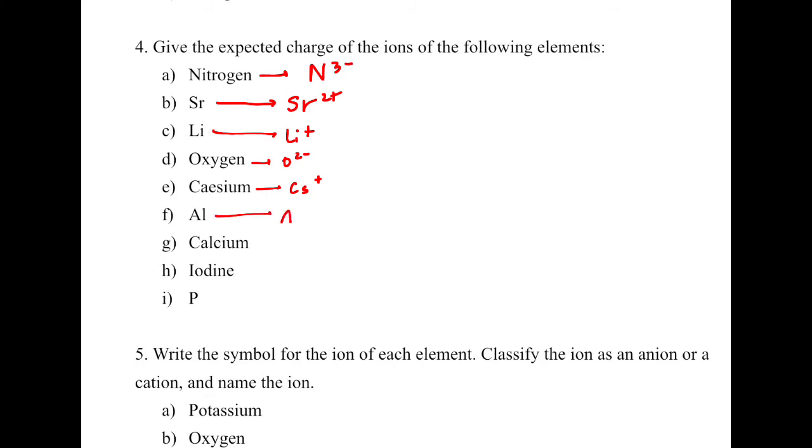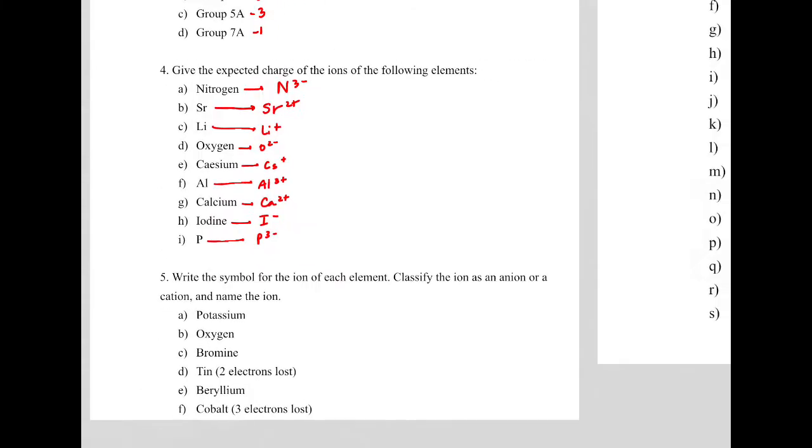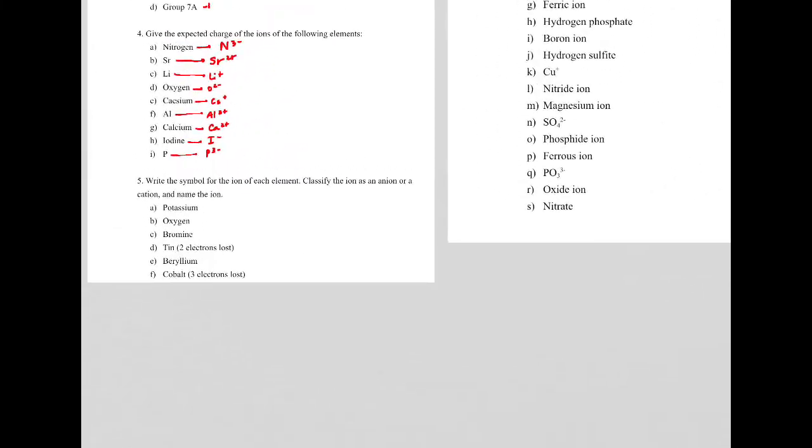Aluminum, group 3, so it's Al3+. Calcium, group 2, Ca2+. Iodine, group 7, so it's I-. And phosphorus is group 5, so it's 3-. All right, we're on 4, 5.